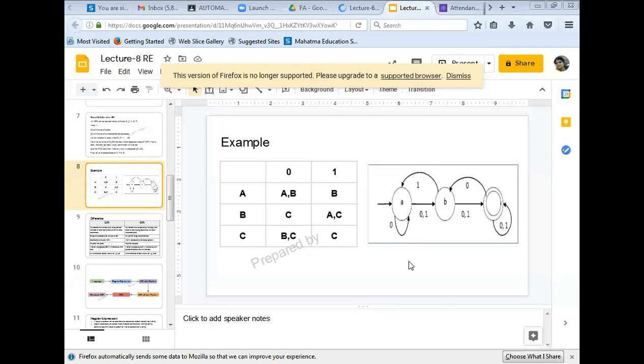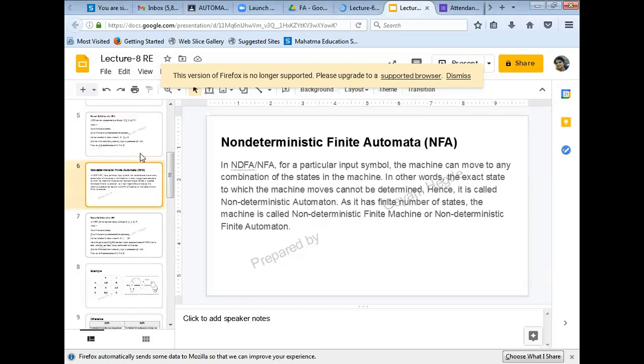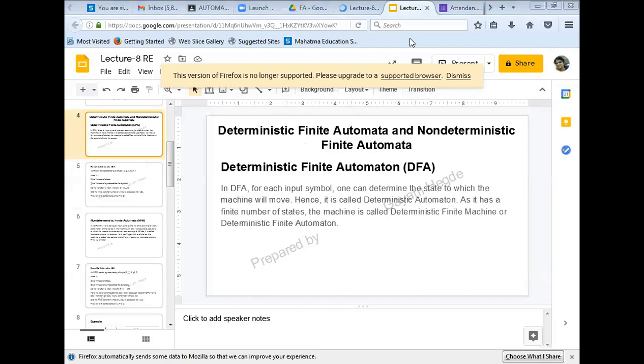So for the machine, it is difficult to determine which state to choose next when it has more than one state on the same input. If you see the state table, you can see this A on 0 is going to two states. If I'm in state A and I'm reading a 0, then whether to go to A or to move to the B state, it is very difficult to determine. B on 1, if I'm in state B and the input we are reading is 1, whether to go to A or to C, it is difficult. So it is known as non-deterministic finite automata. I'm going back to the definition again. Now it will be more clear to you. What is deterministic finite automata?